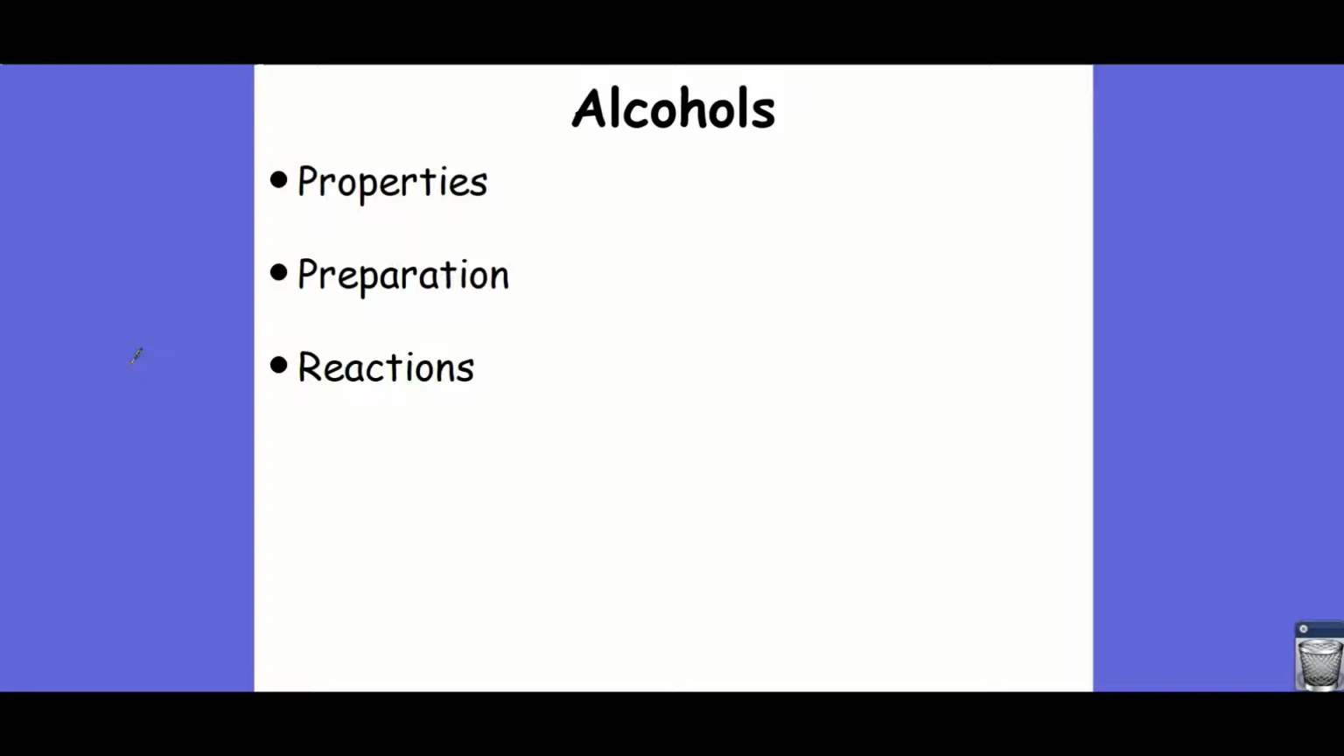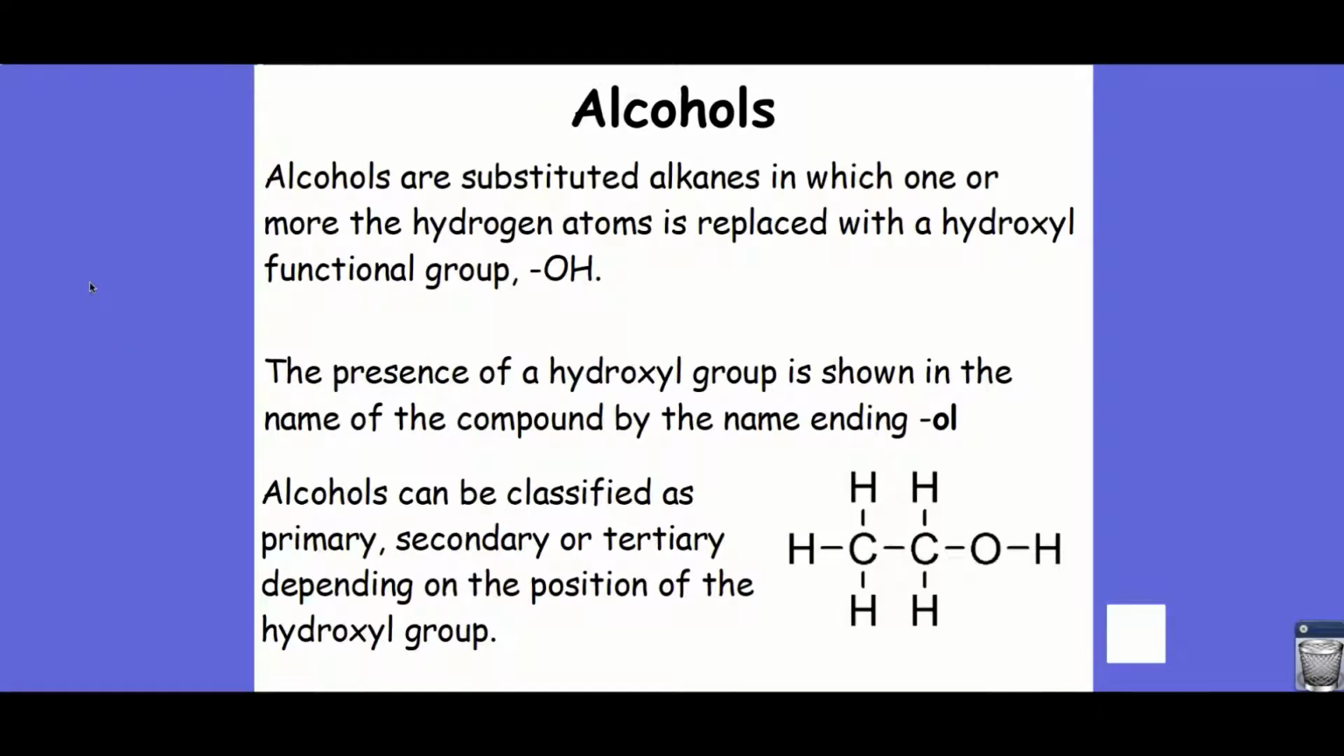We're going to start by looking at alcohols, so maybe worth pausing the video here and looking back at your higher notes and just re-familiarise yourself with naming alcohols and classifying alcohols. So just a very quick recap about what an alcohol is. They're essentially substituted alkanes, where we have replaced one of the hydrogen atoms with our hydroxyl group, which is OH.